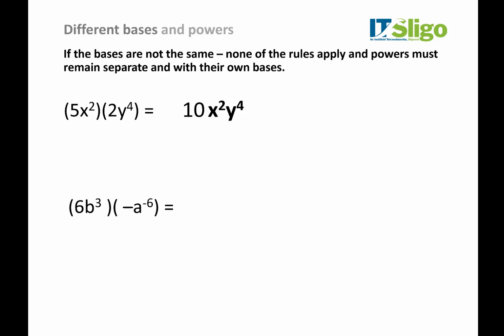Here again, we have 6. Now again, remember, guys, there's the implied 1 in there, the minus 1. So that's 6 by minus 1. I'm going to have minus 6. And then, guys, I cannot do anything with the powers because the bases are different. So each base keeps its own power. There's no mixing, there's no change on the powers associated with each base.